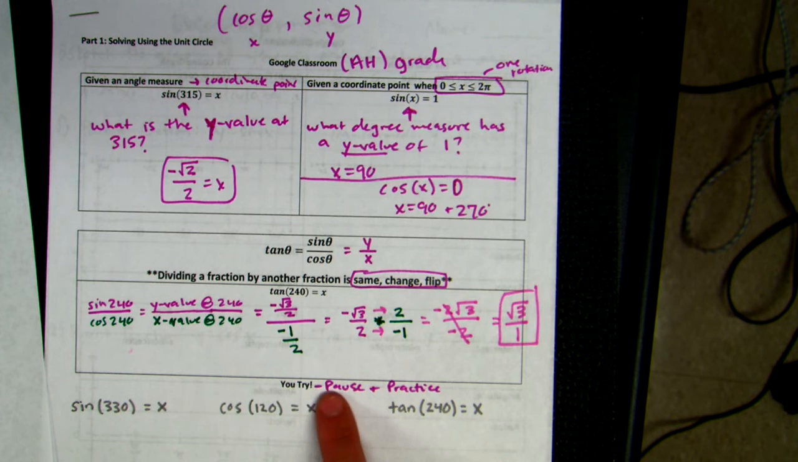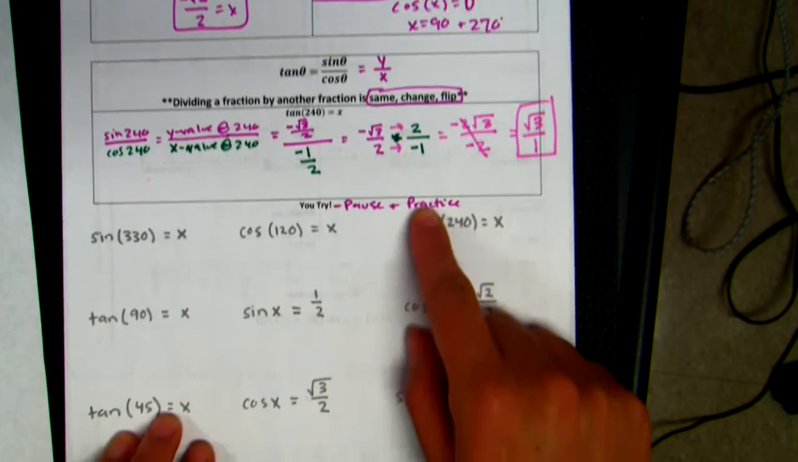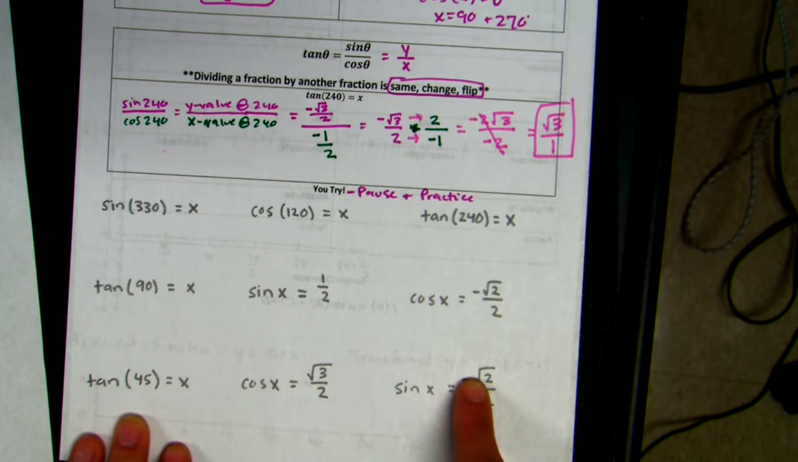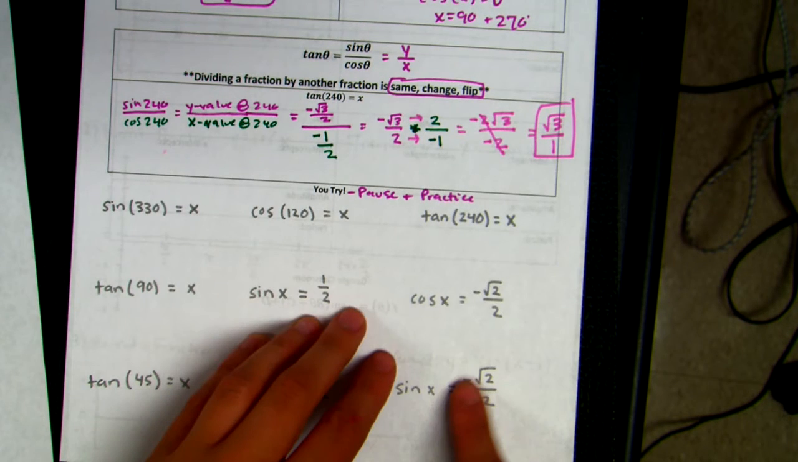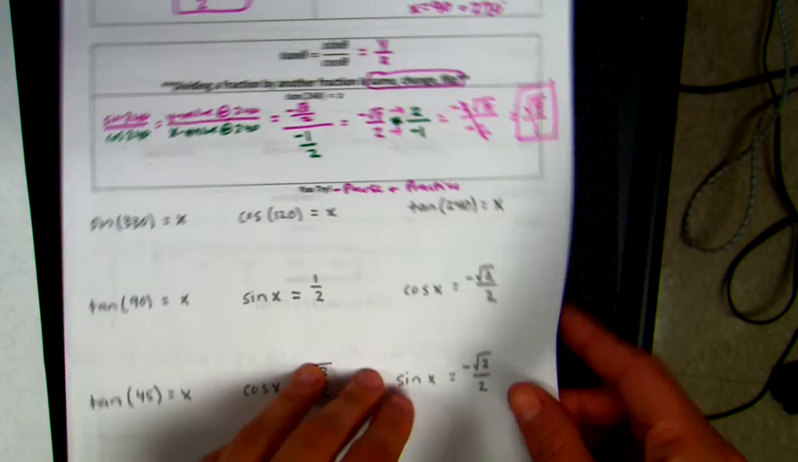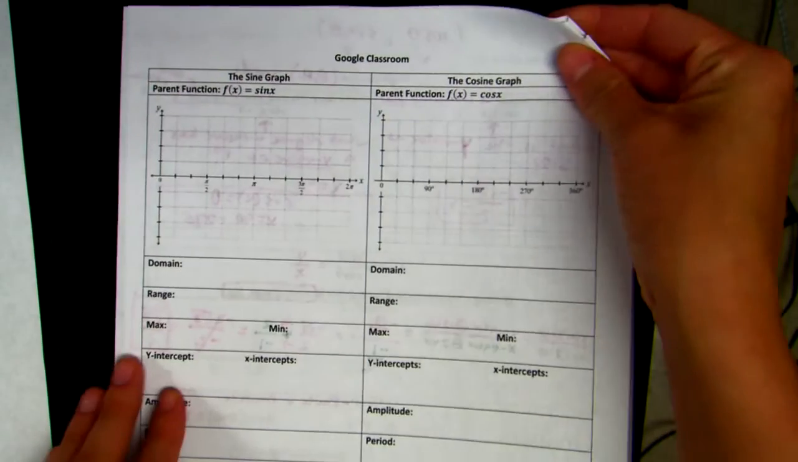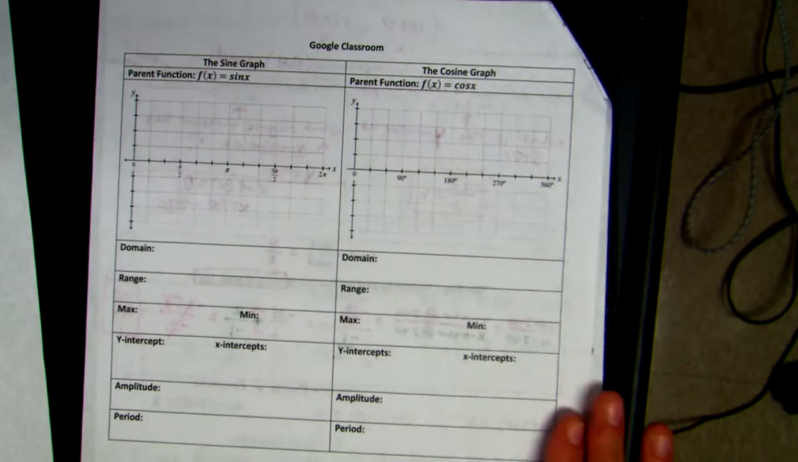You are going to pause the video and practice these 9 problems at the bottom. When you are finished with these 9 problems, move on to this next section of the video, which is looking at function attributes.